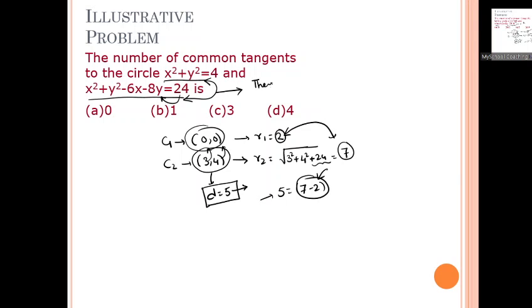कौन सा केस में है? Can anybody tell me which case these two circles are in? Sir, one circle inside the other circle touching each other. हाँ, touching internally. Okay, that is called they are touching internally. So how many common tangents are there? What is the answer? A, B, C, one. D. So B is the right answer.